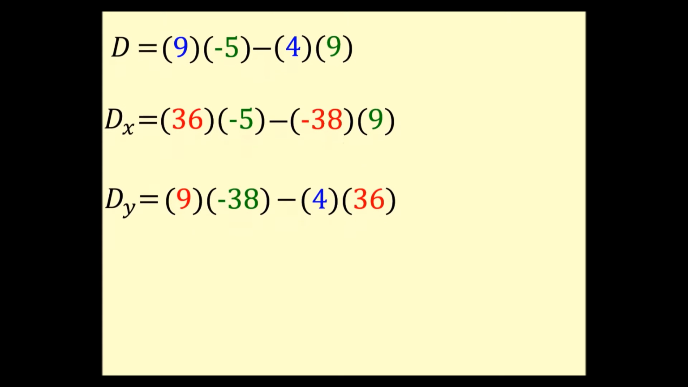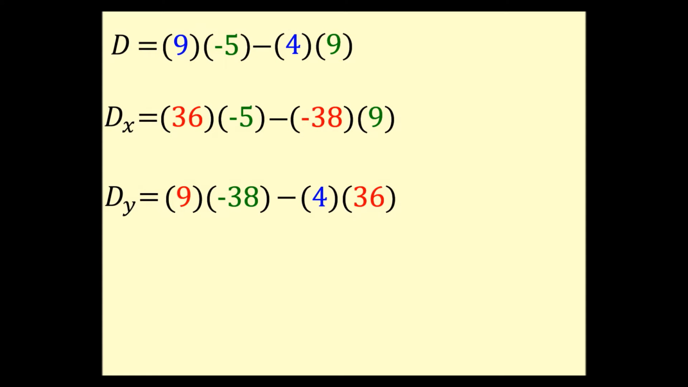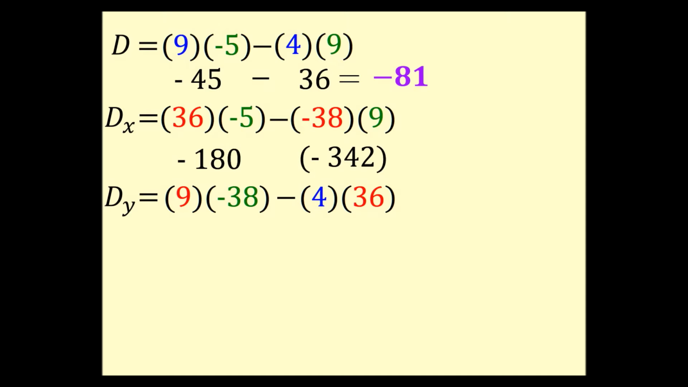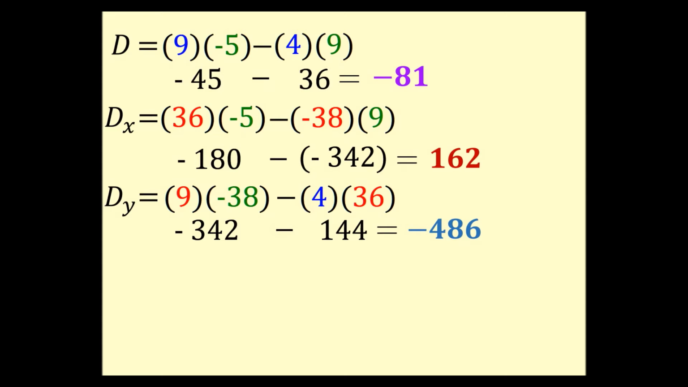Now let's do our calculations. 9 times negative 5 is negative 45. 4 times 9 is 36, and when we subtract them, we get negative 81. 36 times negative 5 is negative 180. Negative 38 times 9 is negative 342, and when we subtract those, we get 162. 9 times negative 38 is negative 342. 4 times 36 is 144. And when we subtract those, we get negative 486.